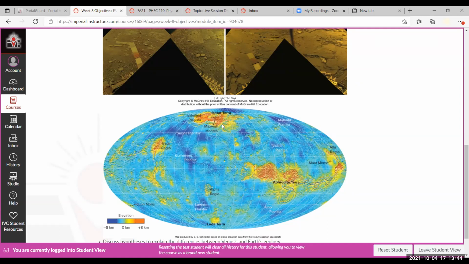How did we get this picture in here? We used radar technology, basically radio waves that penetrate the thick atmosphere to give us reflections, based on the time it takes for them to go and bounce back. We get the information about the topology, the highlands and lowlands and so on and so forth.